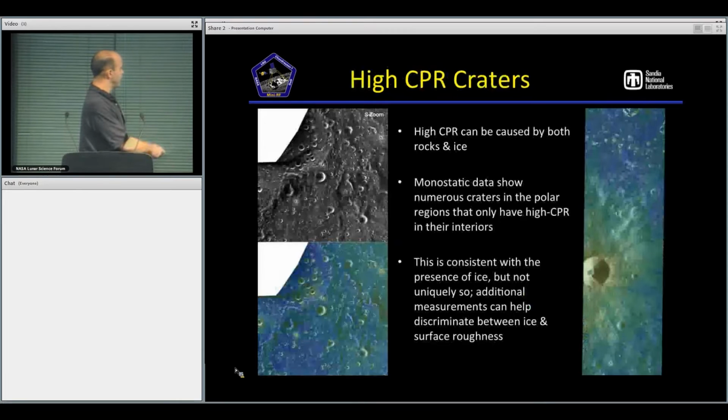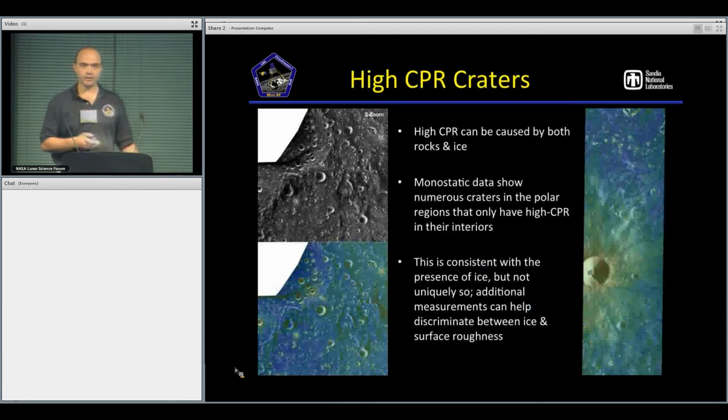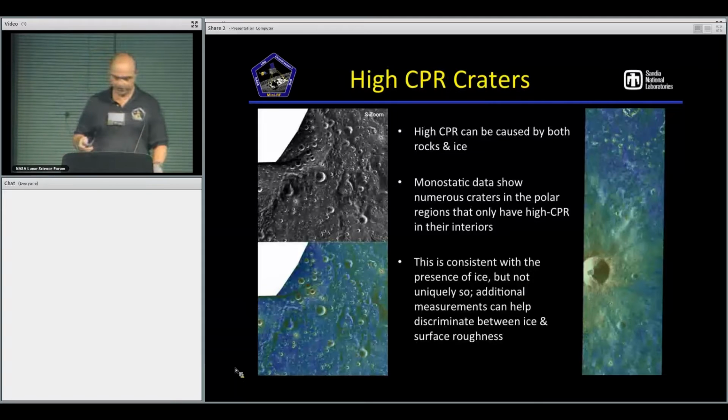This map here on the left shows the circular polarization ratio map of the moon that mini-RF acquired in normal SAR mode. This is obviously one of the data sets we'll be comparing the bistatic data with, and we acquired about 2/3 of the lunar surface, including over 99% of both polar regions.